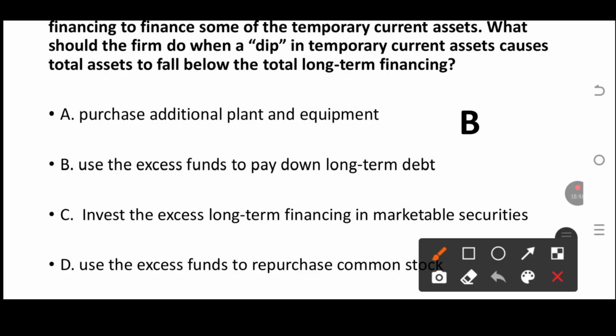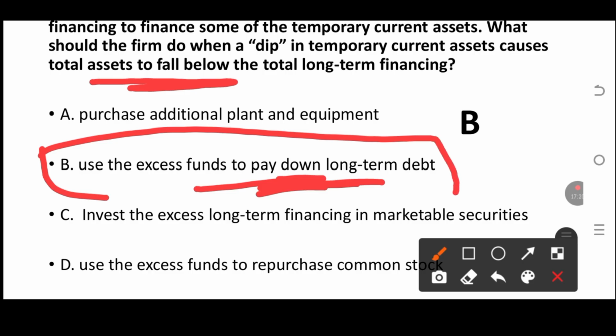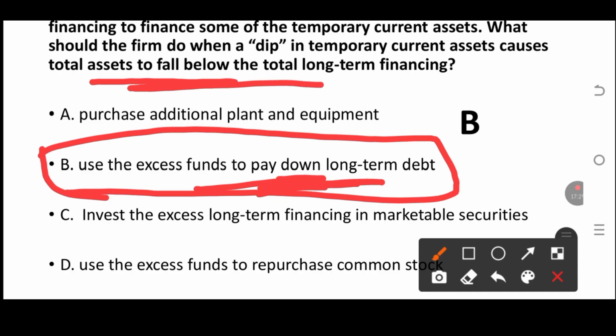Basically, if a dip in temporary current assets causes total assets to fall below the total long-term financing, a firm should use excess funds to pay down long-term debt. So B is the correct answer.